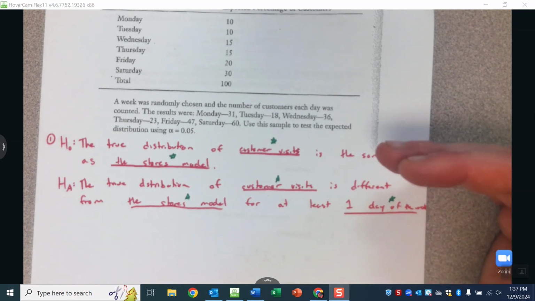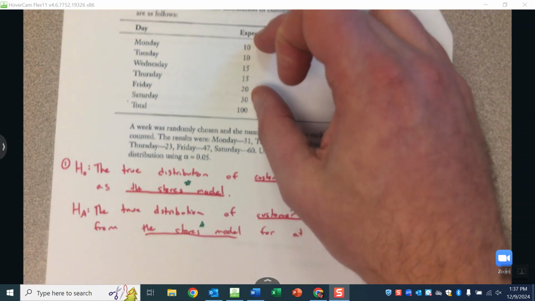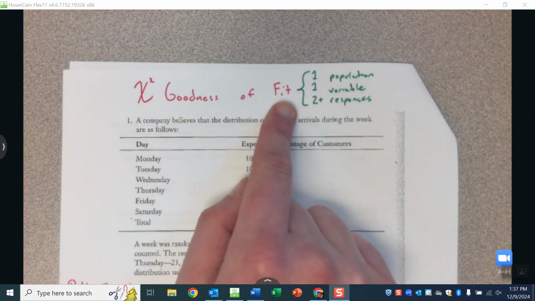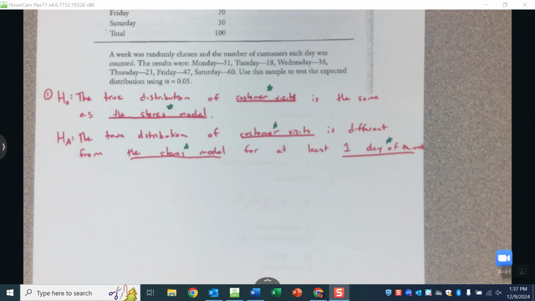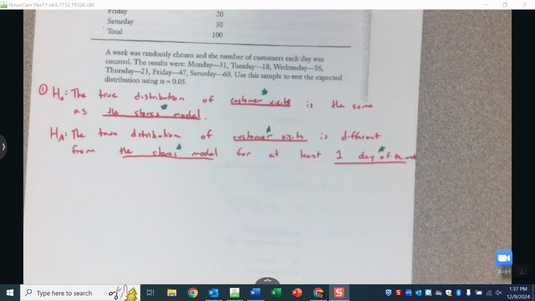And this is always the order, so you never have to worry about whether these should be switched. The null is always that the true distribution is the same as whatever our model is, or that our model is a good fit. That's why it's called a goodness of fit test. We're looking to see, is this model a good fit for our data? And our alternate is always that this model is not a good fit. Because there's no parameters, we don't have to define our parameters. That's the first step done. Questions on the hypotheses? Okay.